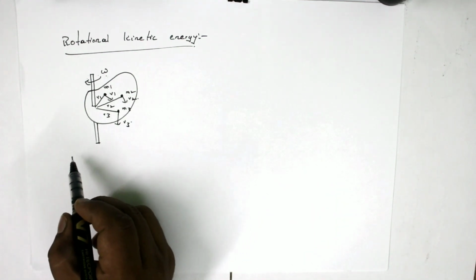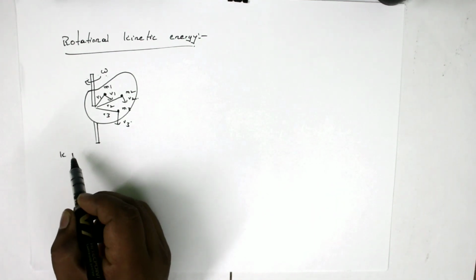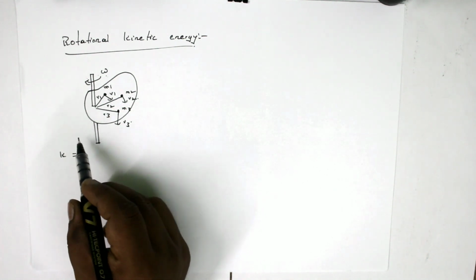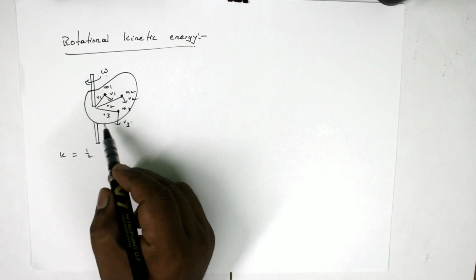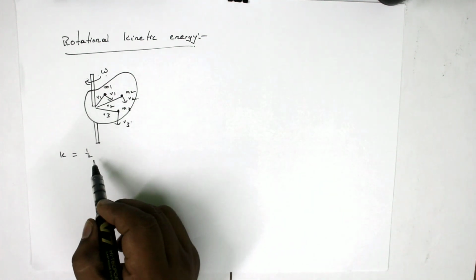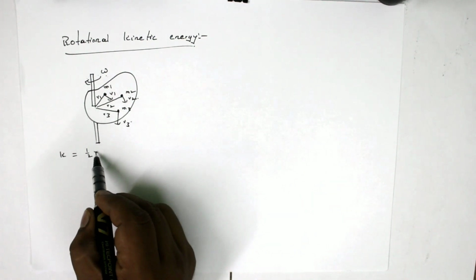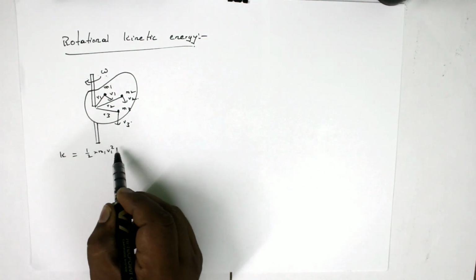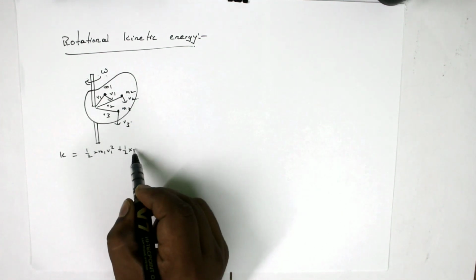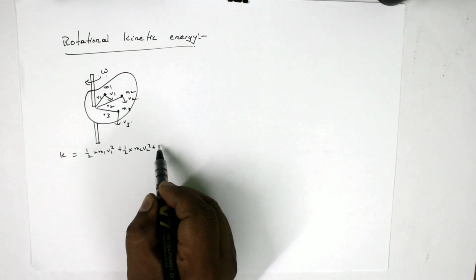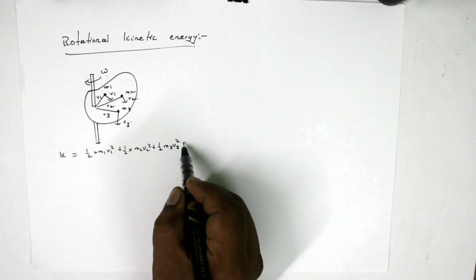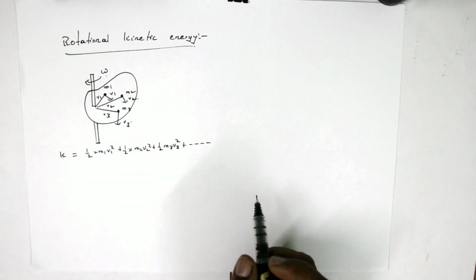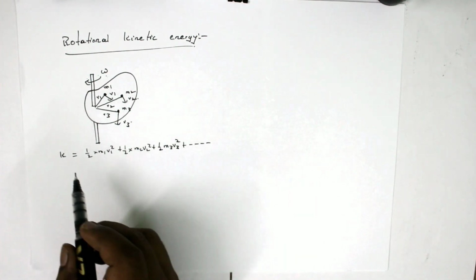Then total rotational kinetic energy can be written as K equals, now if I add the sum of the kinetic energies of all these particles, let us see what we will get. So half into m1 into v1 square plus half into m2 into v2 square plus half into m3 into v3 square. So it goes on for the remaining number of particles.